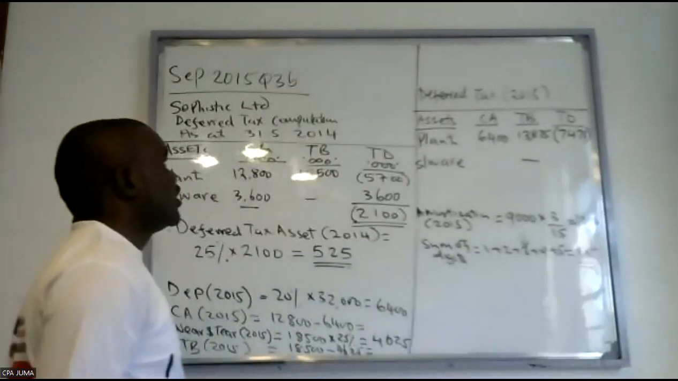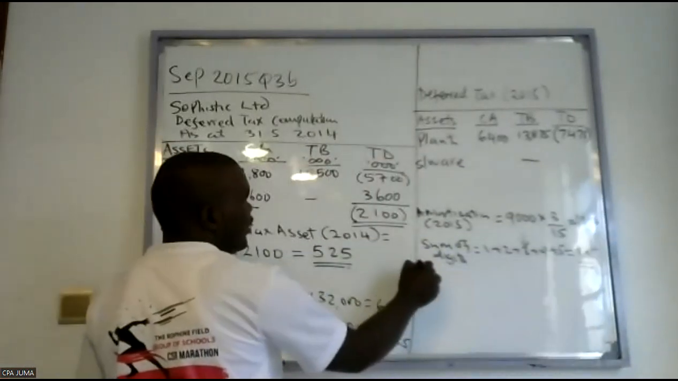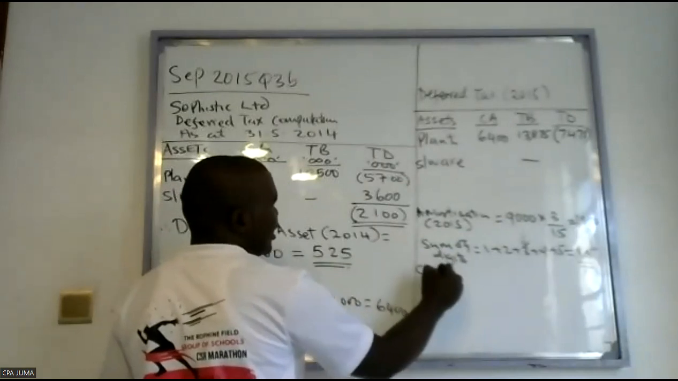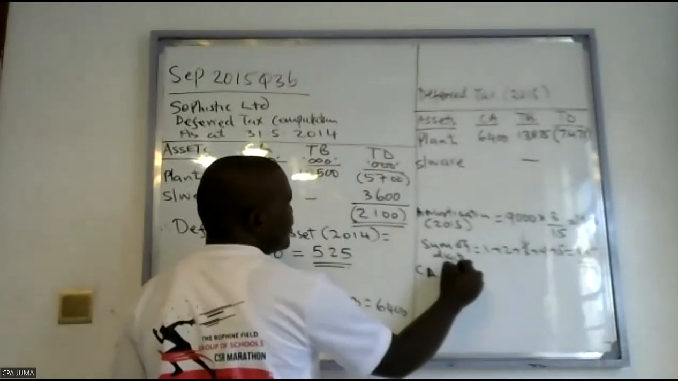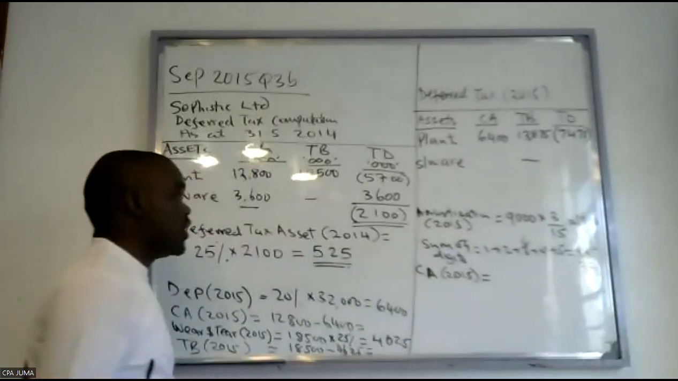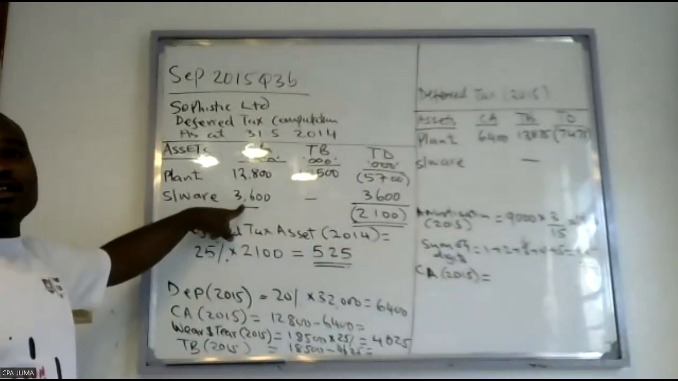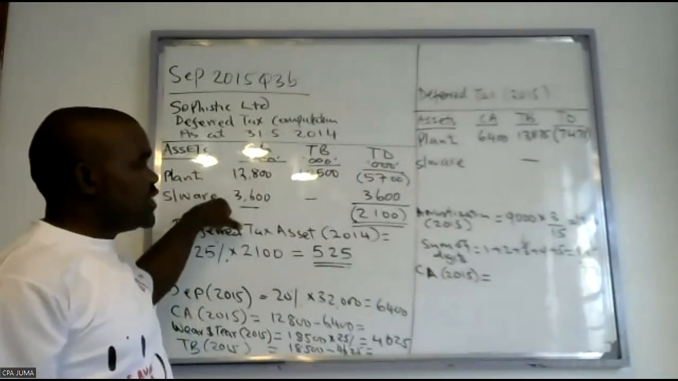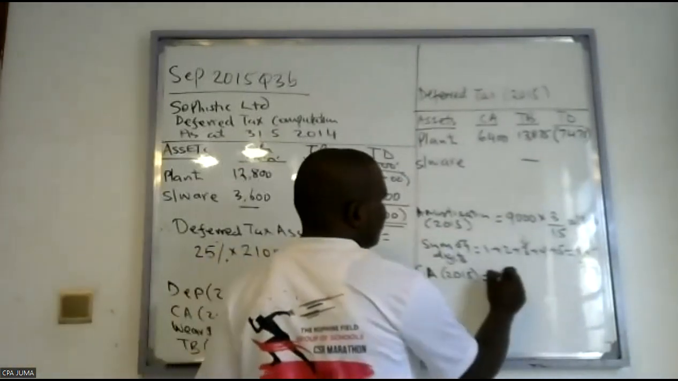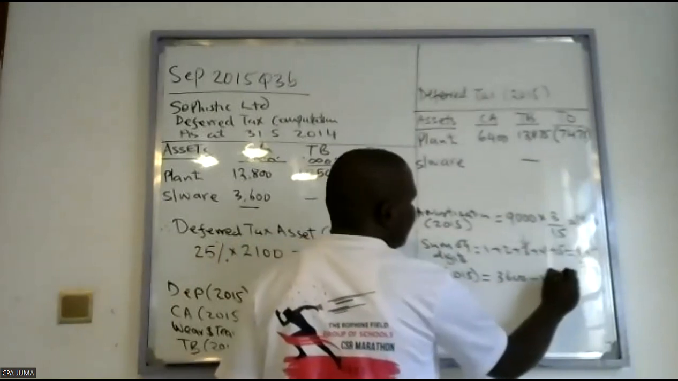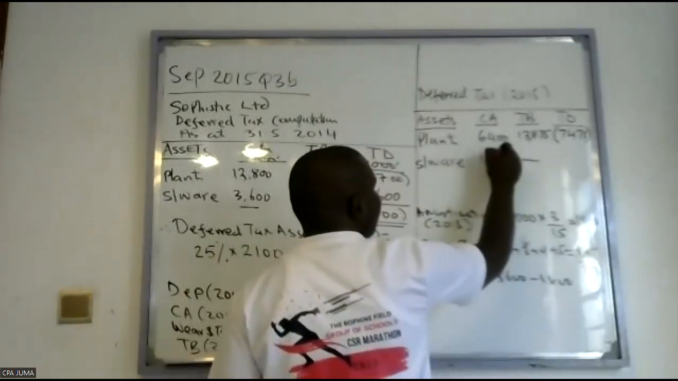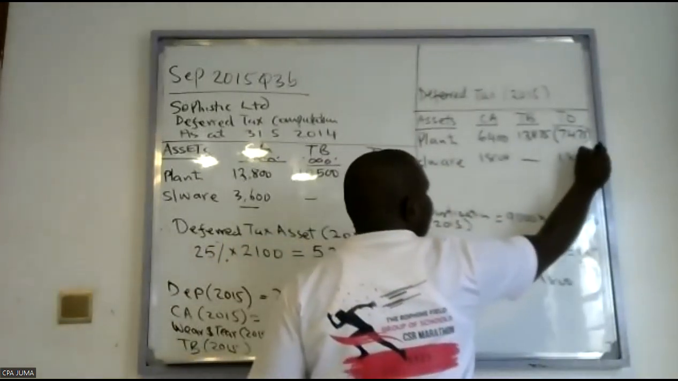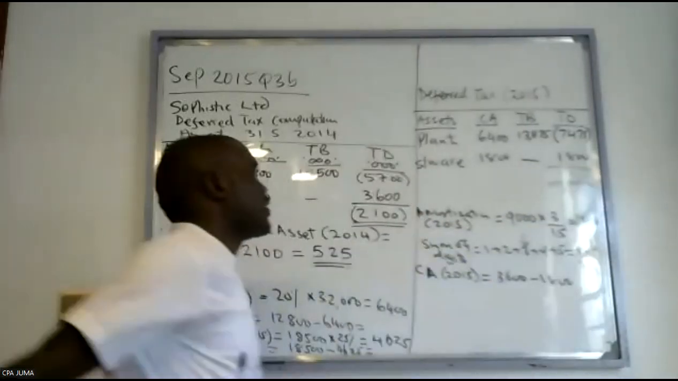So to get the carrying amount of the software for 2015, you will take 36, which is 2014, minus 18. 36 minus 18 is another 18 here. So this is 18.